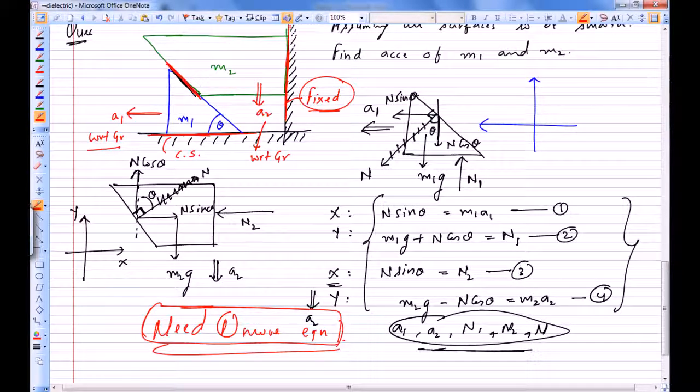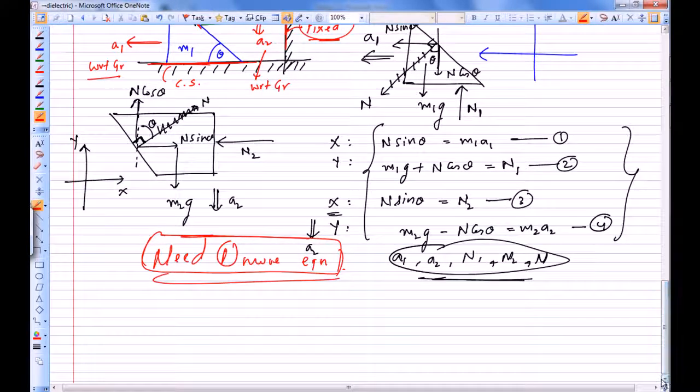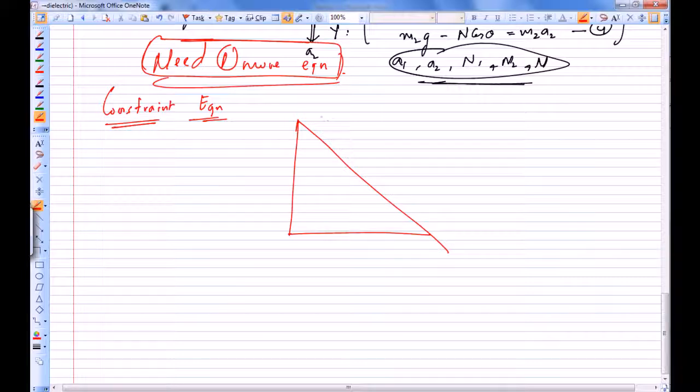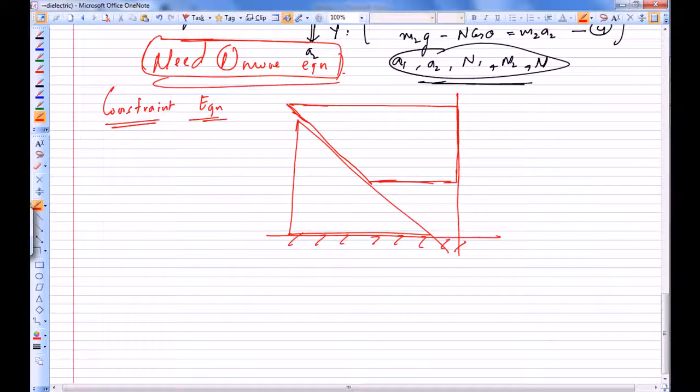along this particular contact surface. So we have something like the constraint equation, and our accelerations of the bodies are something like a1 and a2.